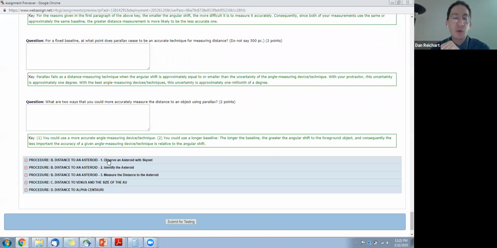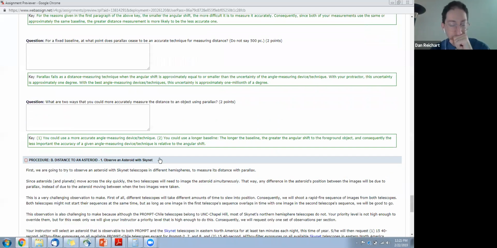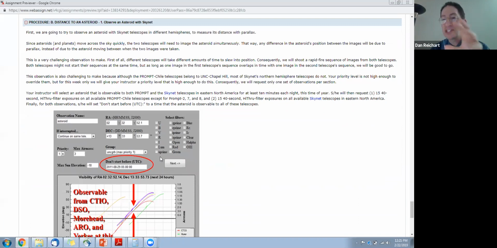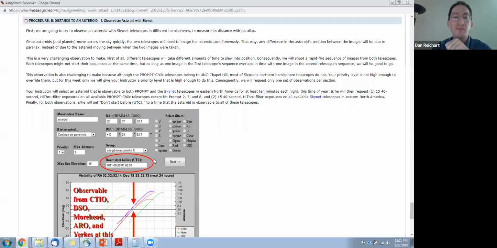Okay, so that's the manual part. Pretty straightforward, but again, it's in a lab that's primarily computer-based. It's good to get the students to make a few manual measurements here and there, I think. Okay, observing an asteroid with Skynet. We skipped this last time because I said it's really too difficult to pull off unless you're Skynet staff. There are instructions for how to do it if you want to give it a try.